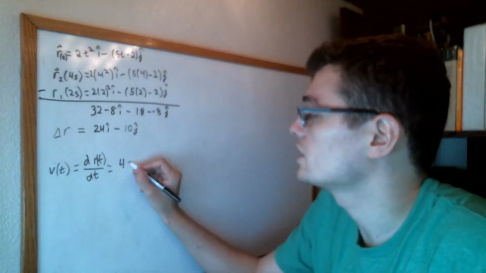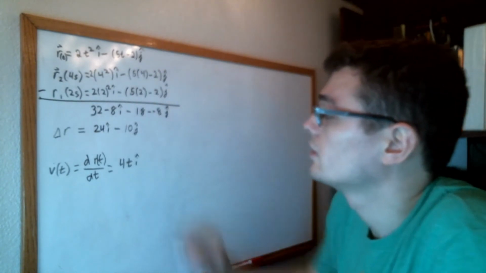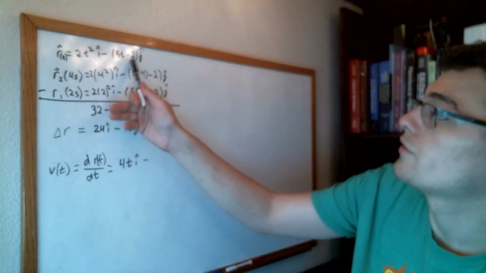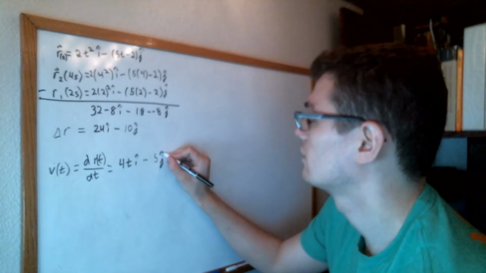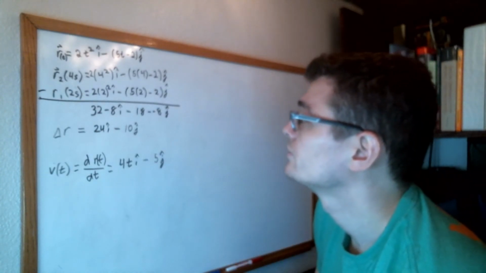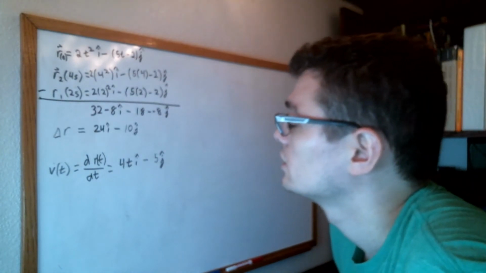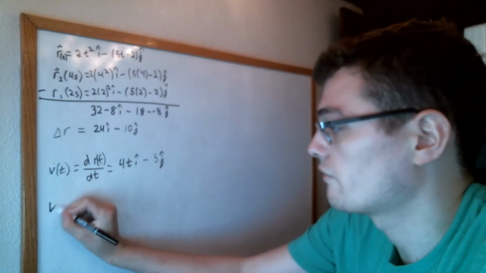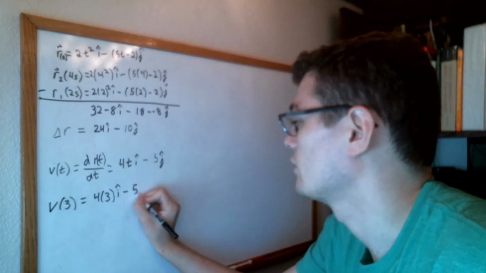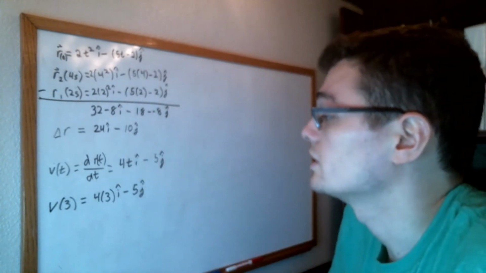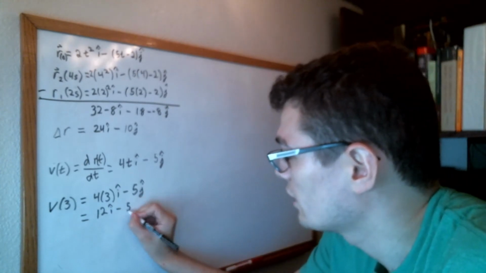So we're going to have 4t i hat, because we're taking that 2 down, multiplying it, and then subtracting 1 from the exponent, and then we're going to have minus. And so right off the bat, that 2 is a constant, so it goes to 0, and then we're just going to have minus 5 j hat. Now we just have to plug in 3 seconds. So then v of 3 is equal to 4 times 3 i hat minus 5 j hat, because this is non-reliant on t at this point. So then this is just going to be equal to 12 i hat minus 5 j hat.